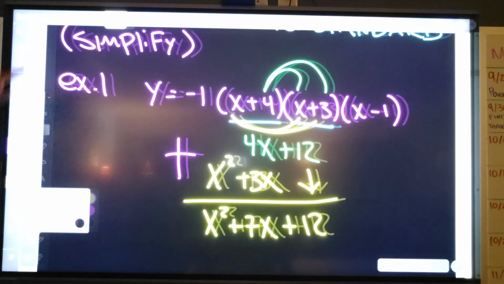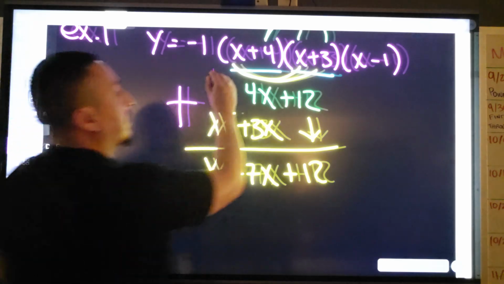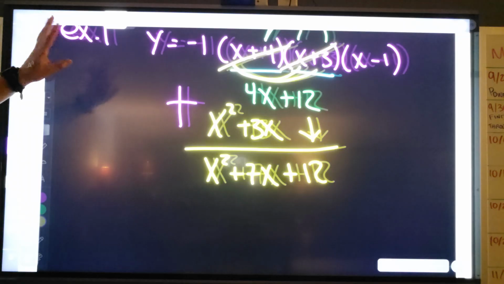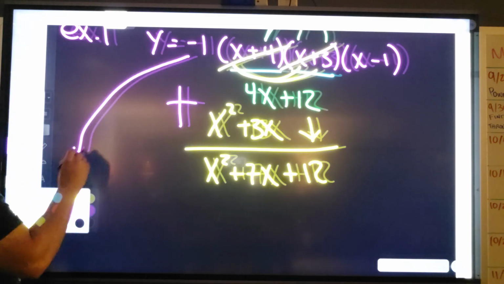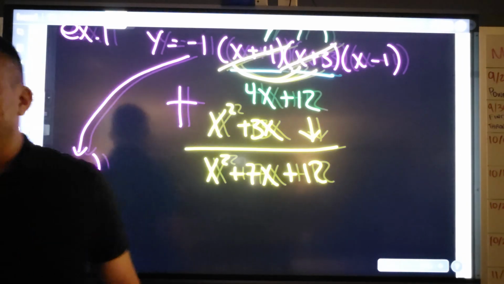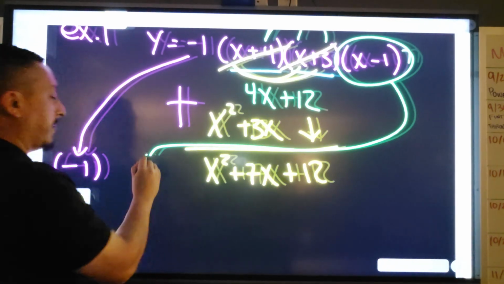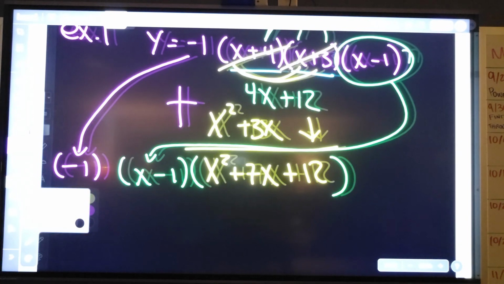Keep your mind on the big picture. All I've done thus far is multiply those 2 binomials. I still have that -1, and I still have that x minus 1 to multiply. So I'm going to leave that -1 alone for now. What I like to do, and you don't have to do it this way, is put the short one, the binomial, in the front. I like to distribute the short one into the long one.